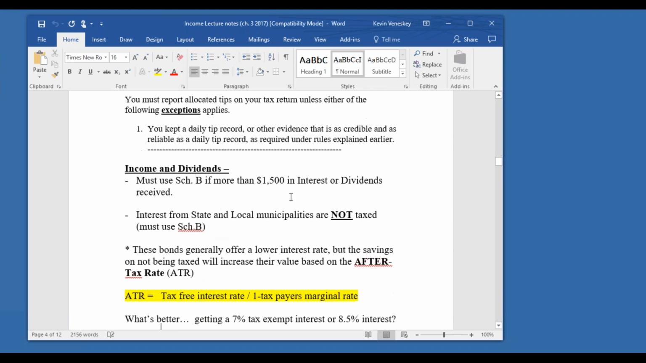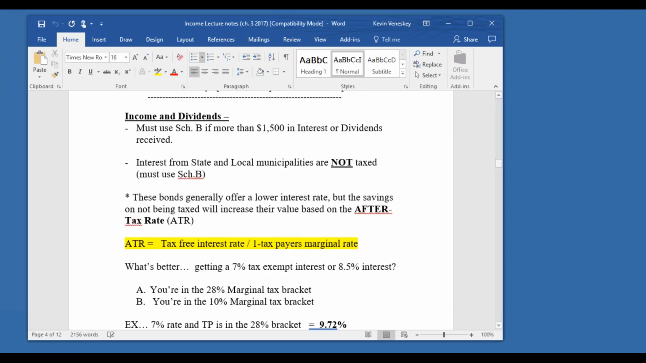All right, income and dividends. When we are looking at the different schedules, there are 5 main schedules that we are going to look at in this class: A, B, C, D, and E. We're going to look at Schedule A in 2 weeks, but Schedule B comes up here. Schedule B is very simple.